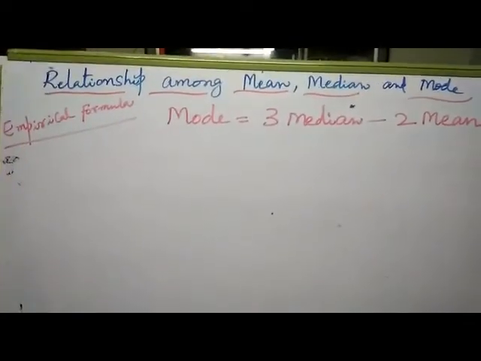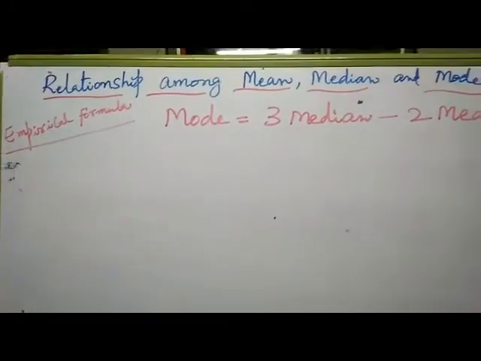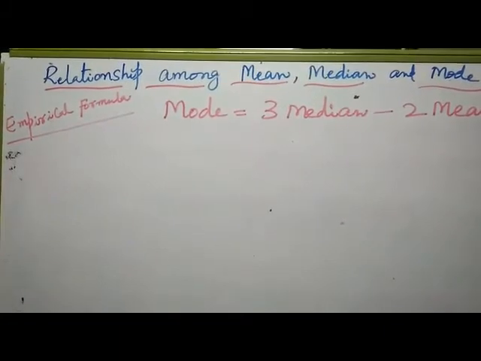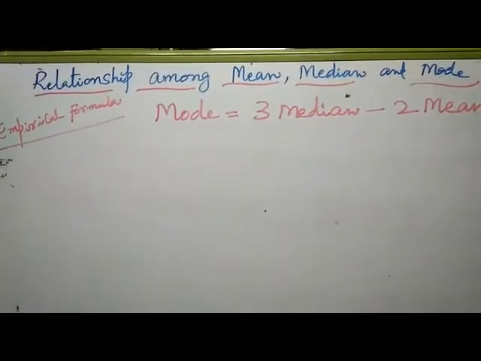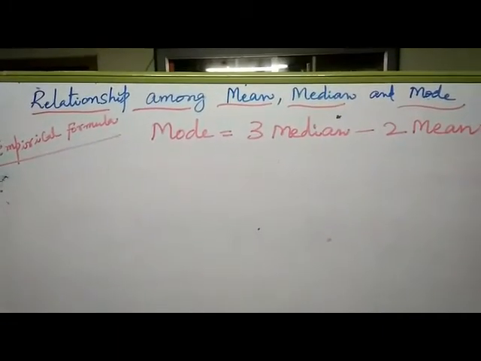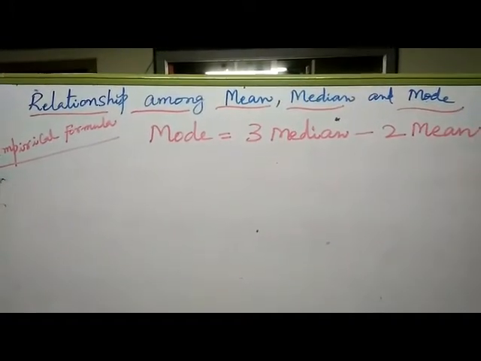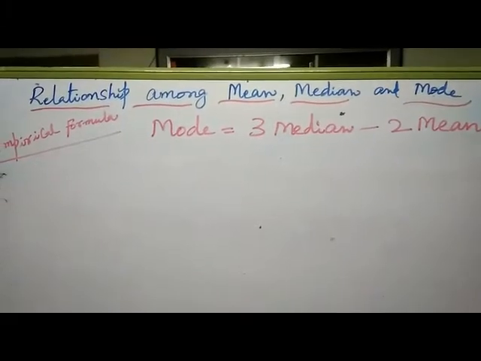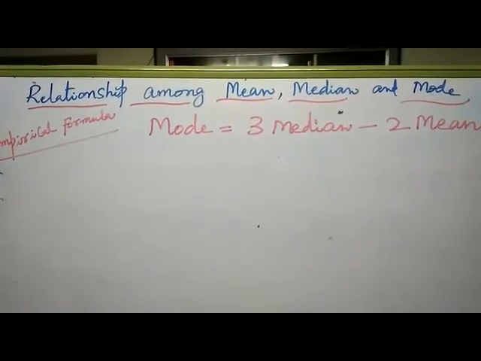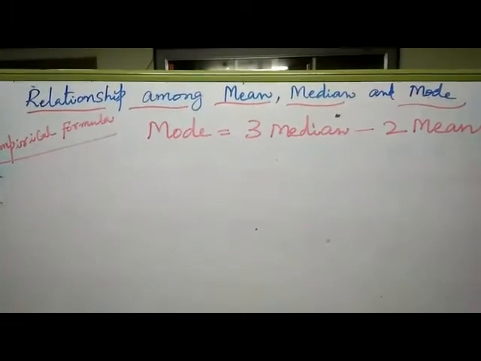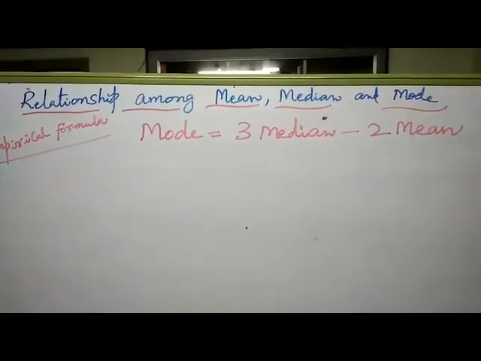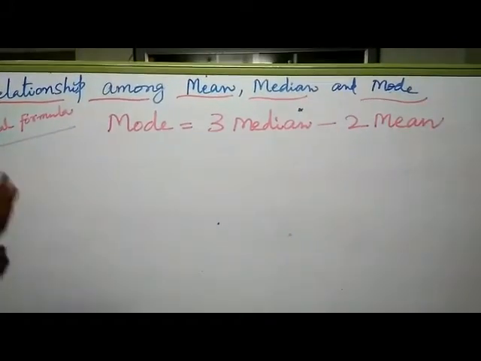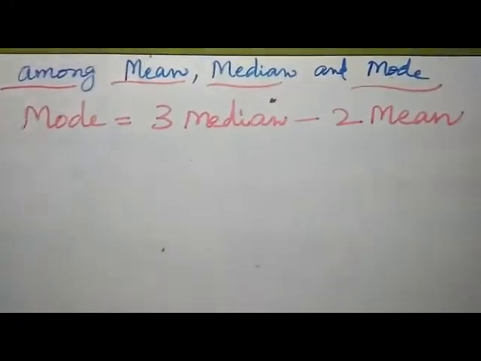Relationship among mean, median and mode. For a symmetrical distribution, the mean, median and mode are all equal. But for a moderately skewed distribution, we have a formula. This formula is called the empirical formula, the empirical relationship between mean, median and mode. The formula is mode is equal to 3 median minus 2 mean. This is the formula.